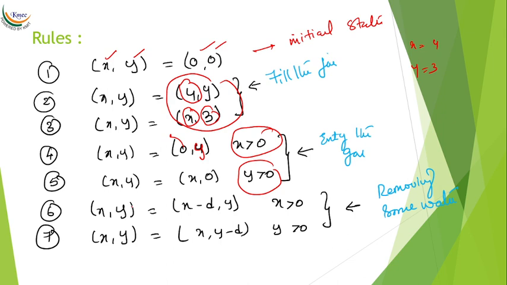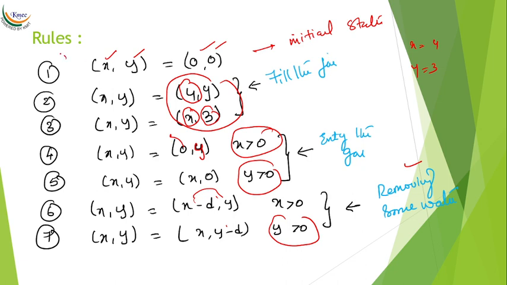Condition satisfied, then removing some water. How much water? X minus d, whatever the water. Then x minus d, y, provided x should be greater than this one, and y minus d, provided y should be greater than 0. This is the sum part.